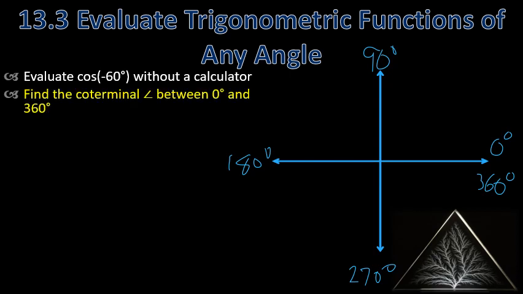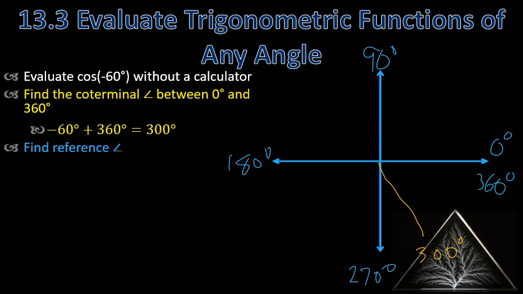First of all, negative 60 degrees is not between 0 and 360. So I'm going to get a coterminal angle for that negative 60 degrees. Since it's negative, I'll add 360 and end up with 300 degrees. Draw that on my axes. Find the reference angle. The reference angle goes to the nearest x-axis. It's right there. 360 minus 300 gives me 60. So the reference angle is 60 degrees.